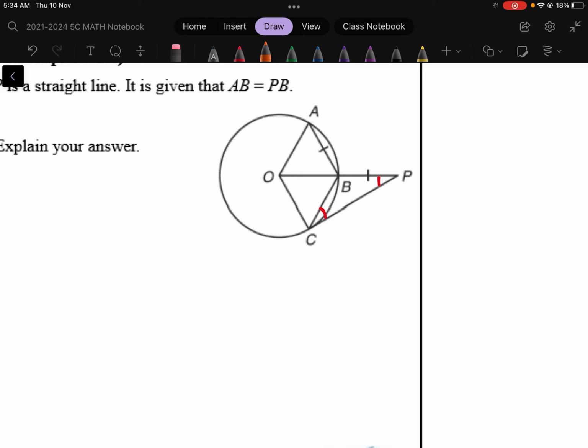Since OABC is a rhombus, these four sides must be equal because of property of rhombus. At the same time, OA, OB, OC are the radii, so that means OB equals OA equals OC, so I can also mark them equal. So now what I have got is all these sides are equal: OA, OB, OC, AB, BP, and BC.